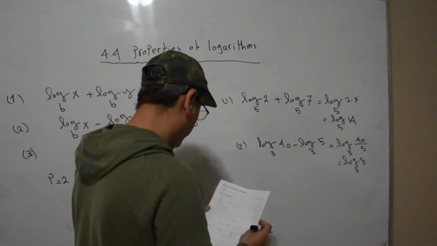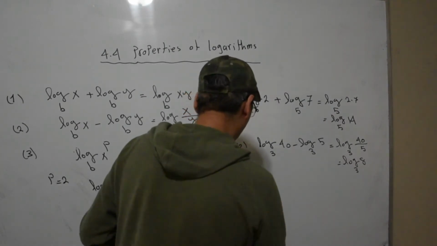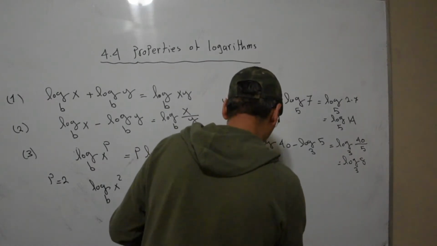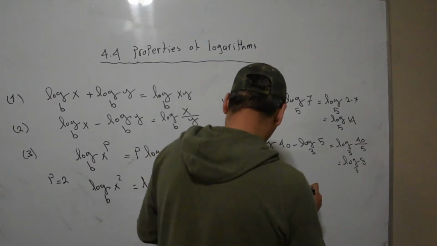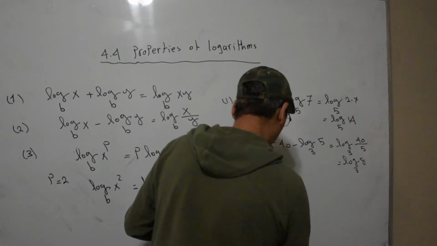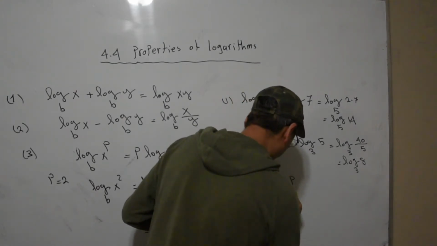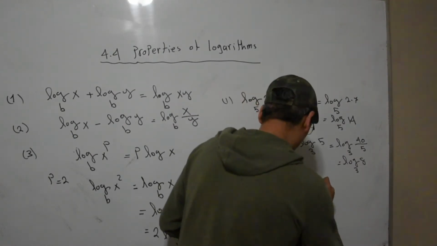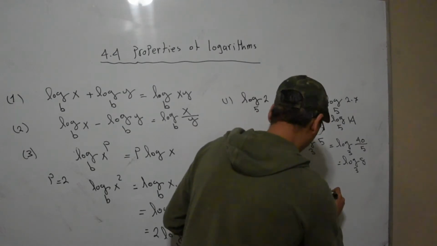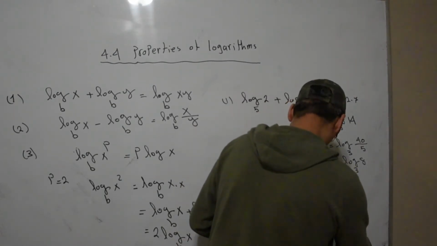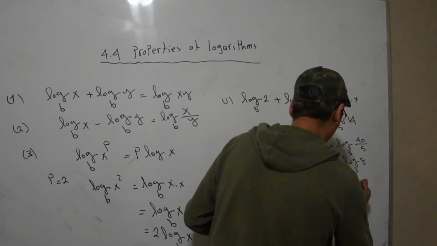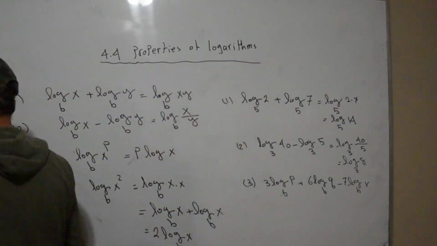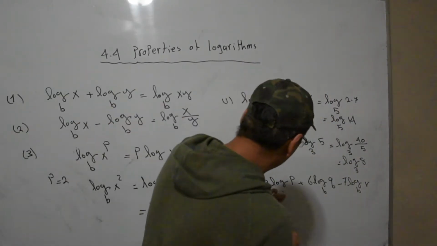Let's get a third example. I have 3 log base b of p. Let's make this b clear. I have plus 6 log base b of q minus 7 log base b of r. Okay, let's work on this example step by step here.